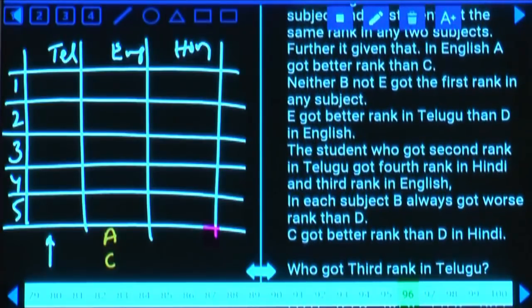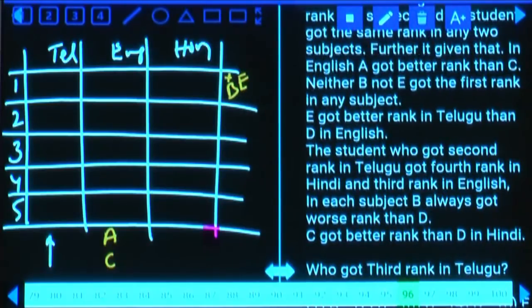Next one, neither B nor E got the first rank in any subject. Hence, B and E cannot be in this one. As B and E cannot get the first rank in any subject, who are the persons left over? A, C and D are the 3 persons. These 3 persons are the first rankers in these 3 subjects. Hence, A, C and D in any order.